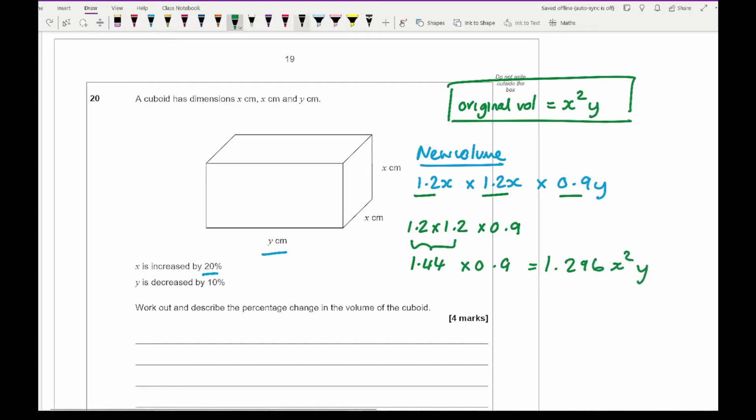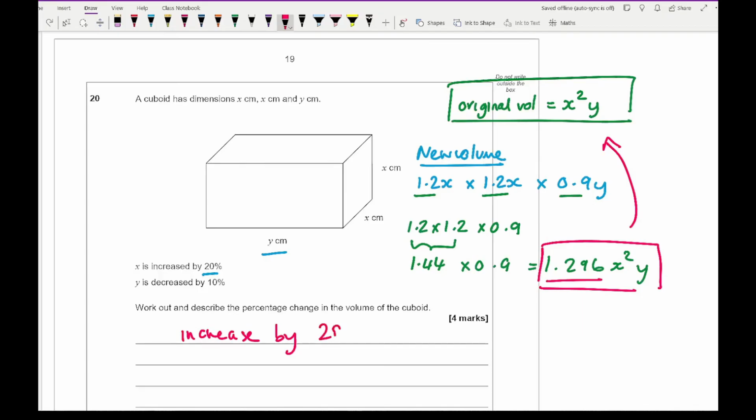So then comparing this to the original, it's going to be an increase by, and then we just need to state what this is as a decimal multiplier. It's going to be 29.6%.